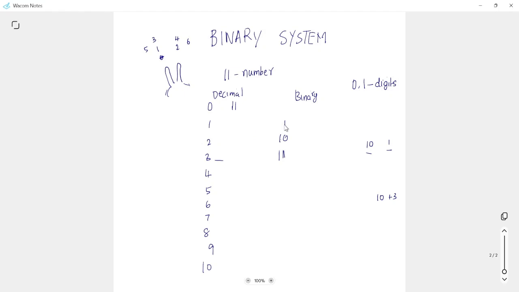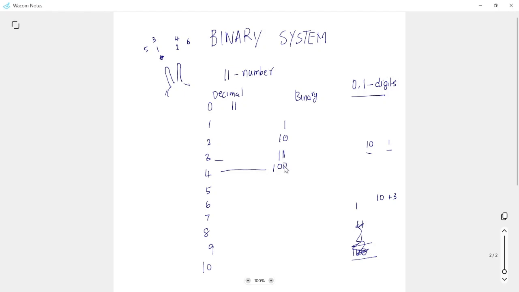Okay. So in the binary system, we have only 2 digits that we use. For 1, we use 1. For 2, we cannot use 2. So instead, we write 1, 0, which is similar to what we write as 10. And 3, we write 1, 1. And for 4, what do we do? 4 is just like 100 in the decimal system. So we write 4 as 1, 0, 0.